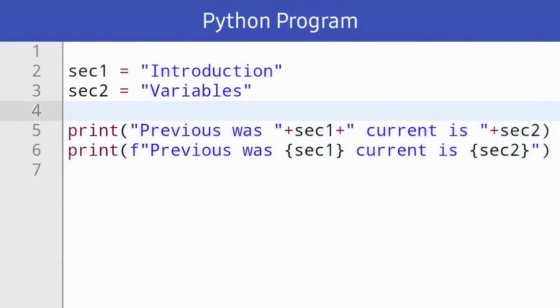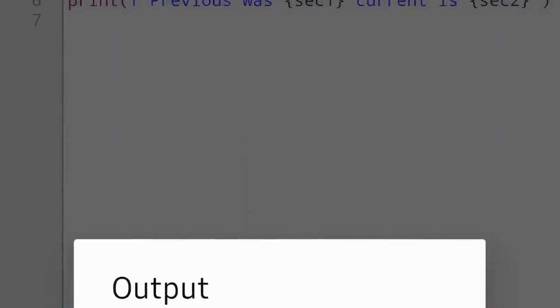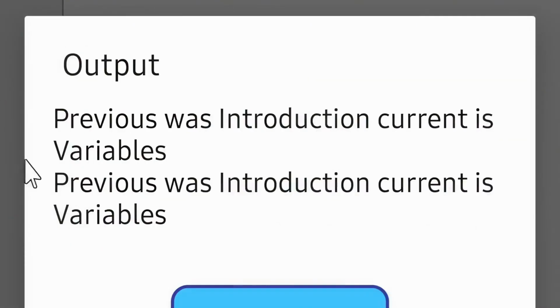So in Python, there are two main ways to combine some text with variables, and I'm going to show you both ways, and then you can choose whichever one you feel more comfortable with. So before I explain what I'm doing here, I'm just going to run my code so that you can see the output. So as you can see, both of the print statements display the same output. Previous was introduction, current is variables.